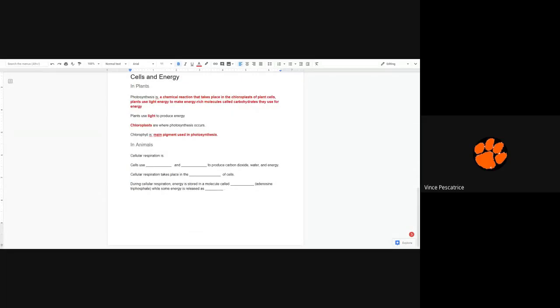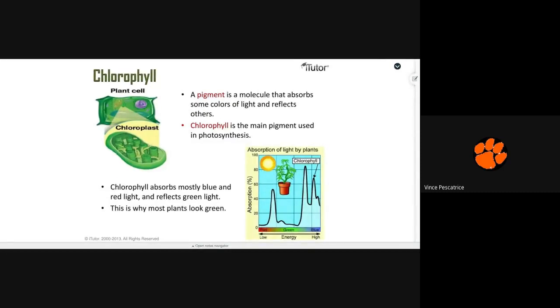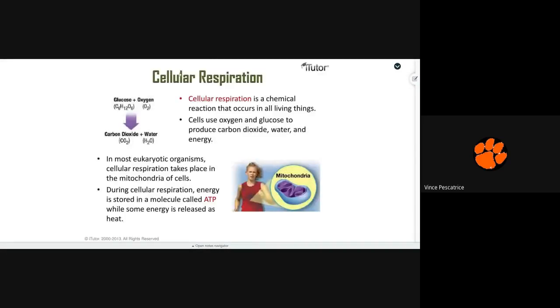So then finally, we're going to get into the animals, like animal cells. We use something called cellular respiration. Cellular respiration is a chemical reaction that occurs in living things where we use oxygen and glucose to produce carbon dioxide, water, and energy. So you're using glucose, which is a sugar in your blood, to produce carbon dioxide, water, and energy.